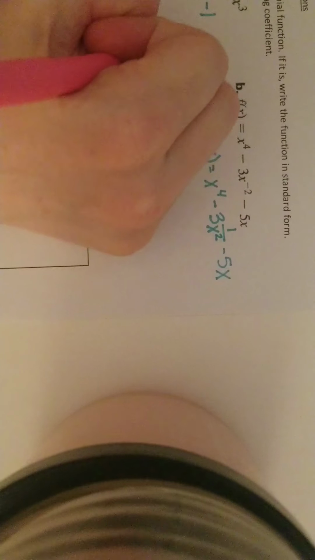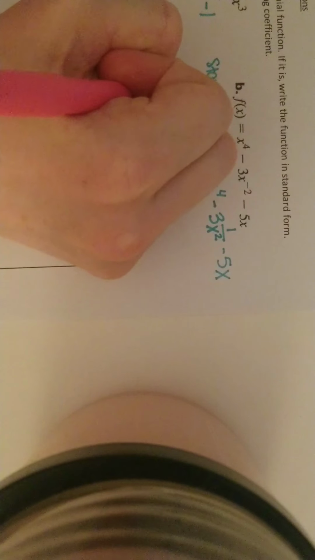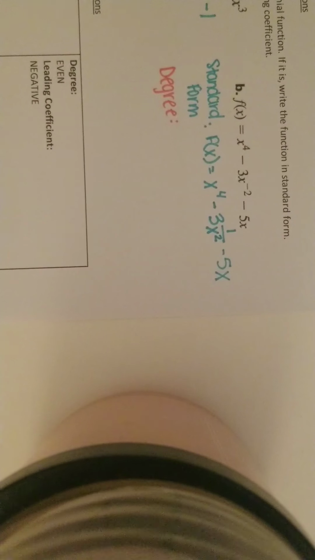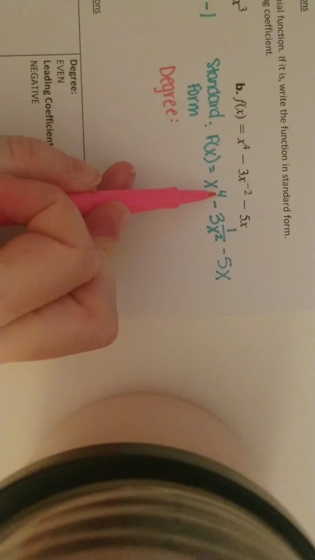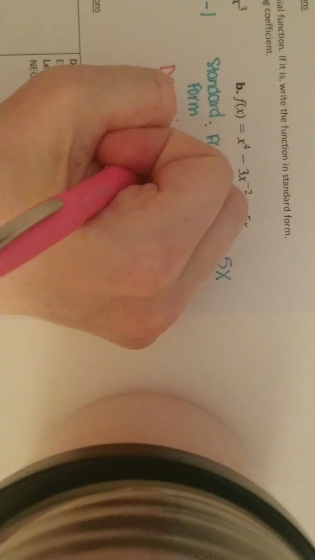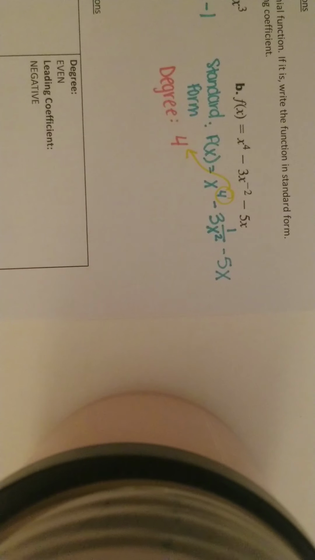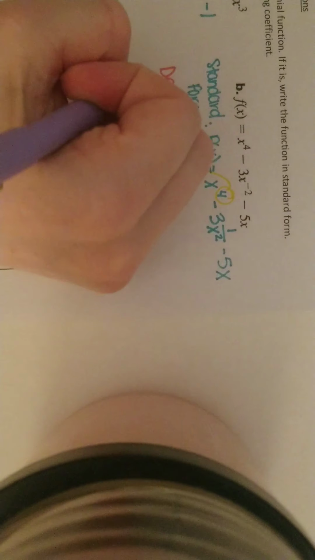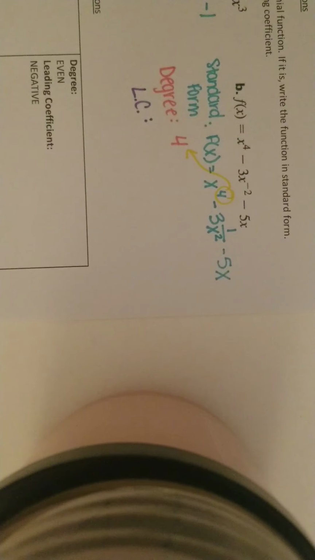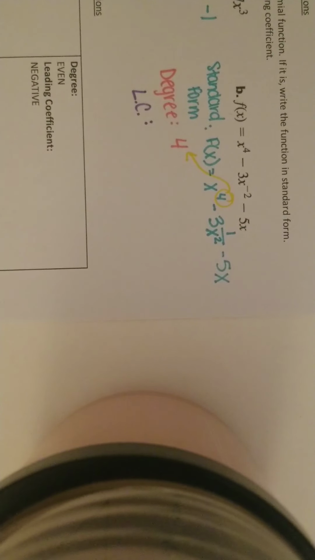Now we need to do the degree. And so that's whatever the highest exponent is. So in this case, our highest exponent is 4. So the degree is just 4. And now we also have to do our leading coefficient, abbreviated by LC. And that's whatever number's in front once in standard form.